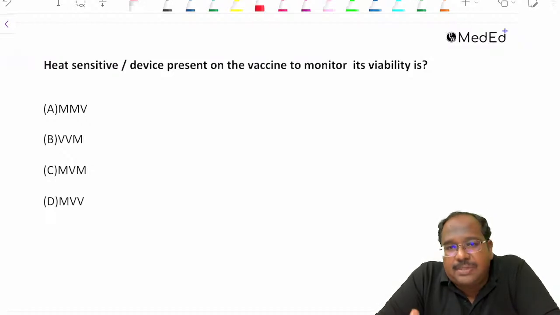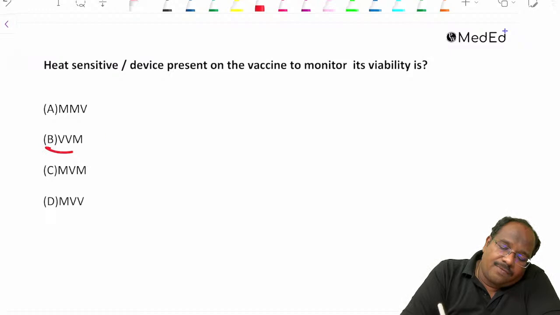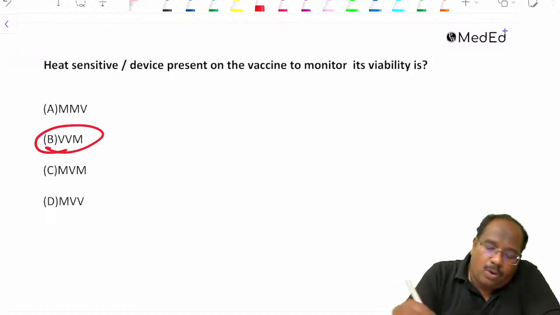Vaccines, multiple times as topic areas. So we should know regarding vaccines. Each vaccine has a sensitive device present to monitor its viability. What is it? It's a straightforward question. Yes, answer it. This is VVM, vaccine vial monitor.